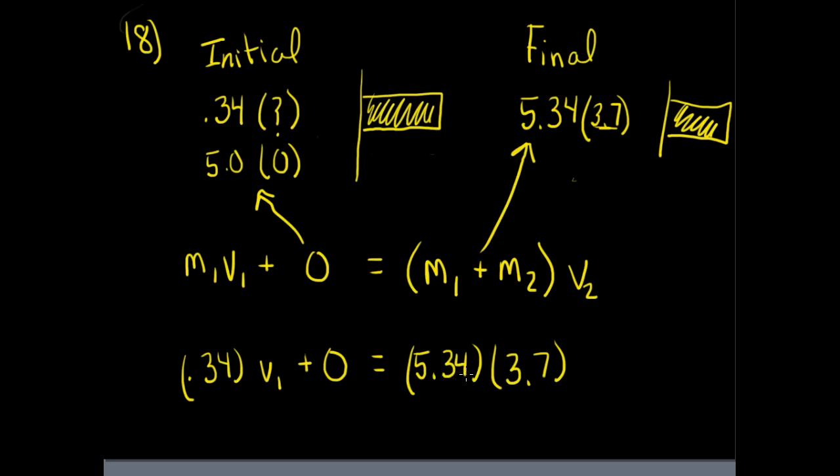We multiply these two together, and then we divide this product by 0.34, and we get a v1 of 58 meters per second. No matter how you look at it, that was one fast potato.